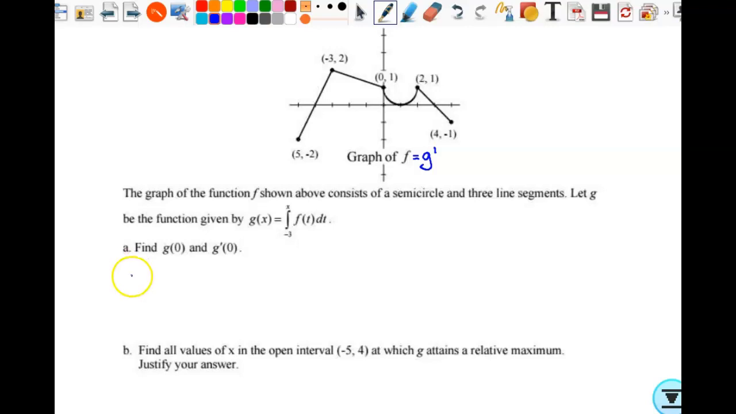So what if I find g of 0? G of 0 is equal to the integral from -3 to 0 of f of t dt. So from -3 to 0, I have this area. I'm going to add, it's a trapezoid, very good. So I'll add my bases. That's 1 plus 2, that's 3, times the height, 1, 2, 3. So 3 times 3 is 9. Take half of that, I get 9/2.